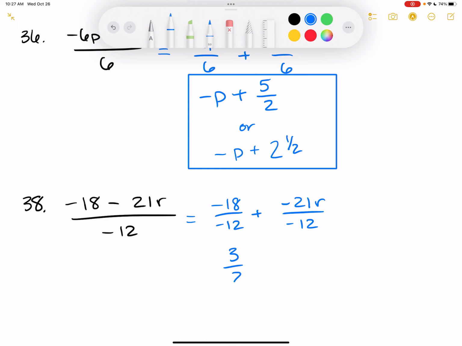If you had started with 2, you would have just seen that you needed to reduce again after, so that would have been okay also. And negative and negative, so that's going to become positive and plus. What number can go into both 21 and 12? 3. Yep. So how many times does 3 go into 21? 7, and we keep the r. And then how many times does 3 go into 12? 4. And the negatives cancel to go away.